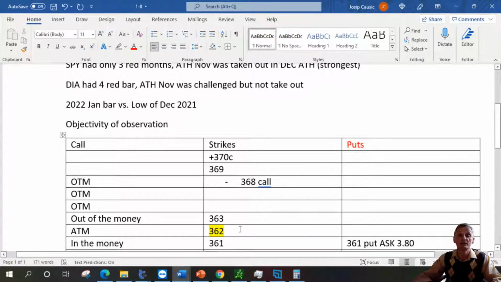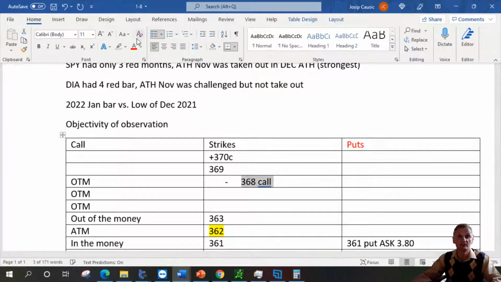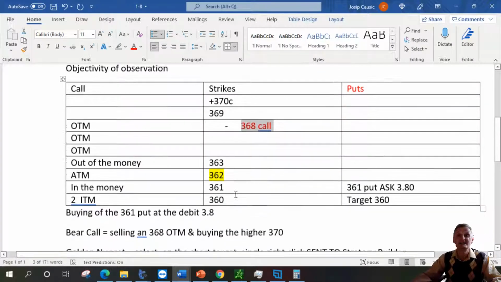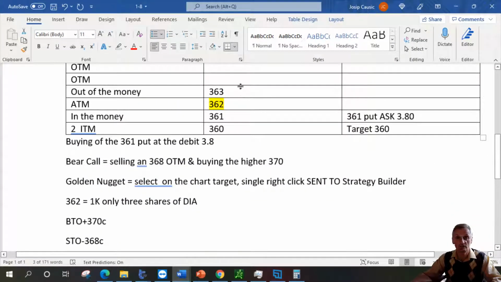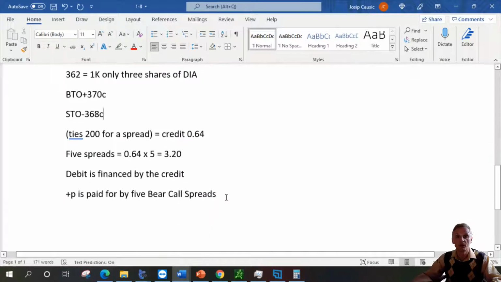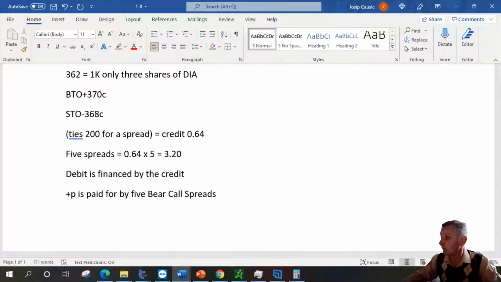If we are here at the 362 and I'm selling the 368, they are $6 out of the money, while my target is just about $2 lower. Now, having said that this is a trade, I want to emphasize to you that this is how I want this to come into play.